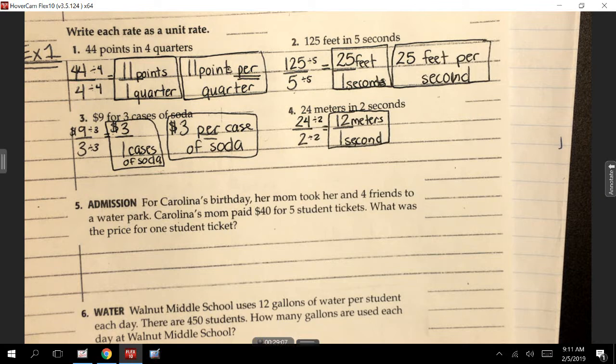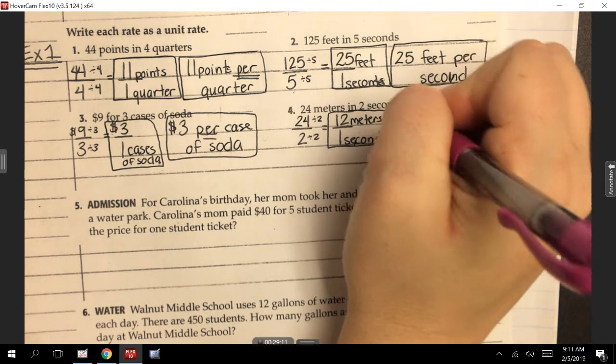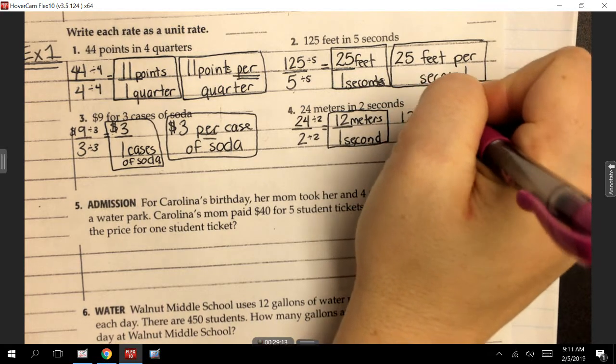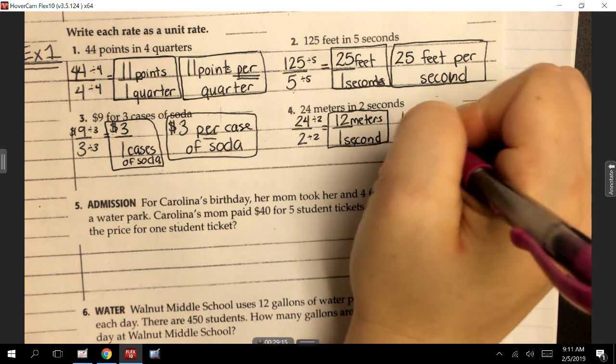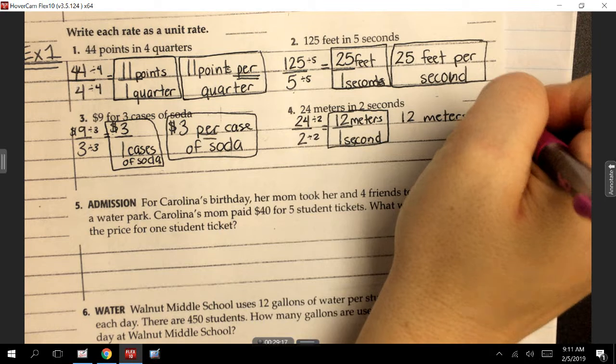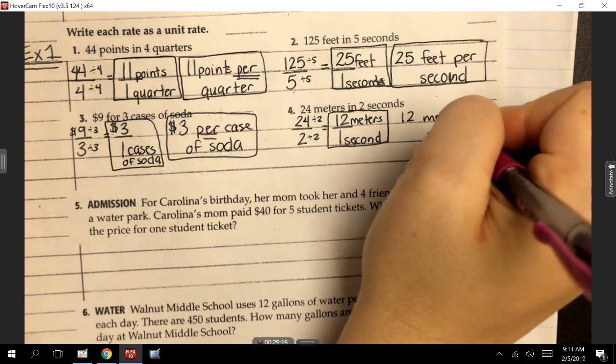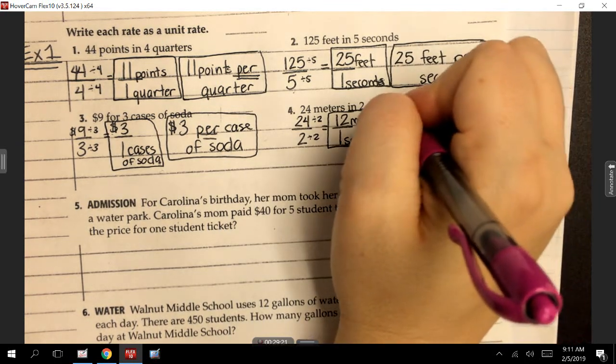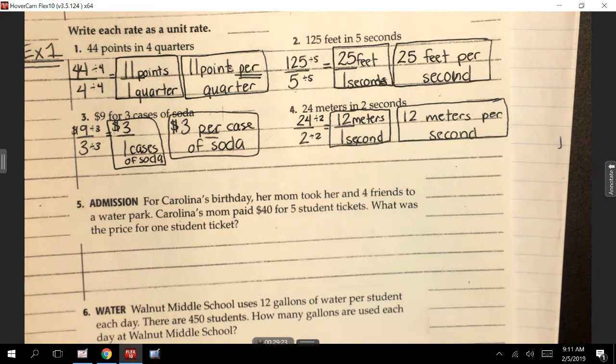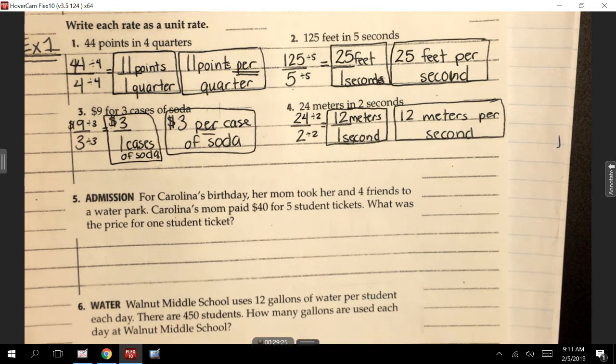All right, give me my sentence to go with that. Kelly, what do you think? 12 meters per second. Perfect. These sentences are even easier than yesterday, aren't they? 12 meters per second. Okay. All right, so there we go.